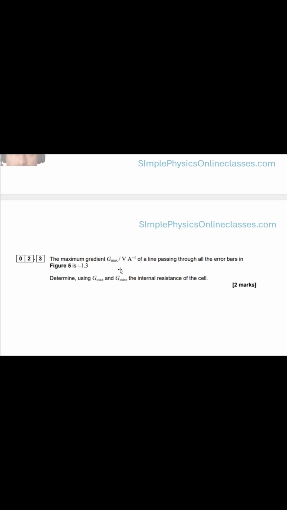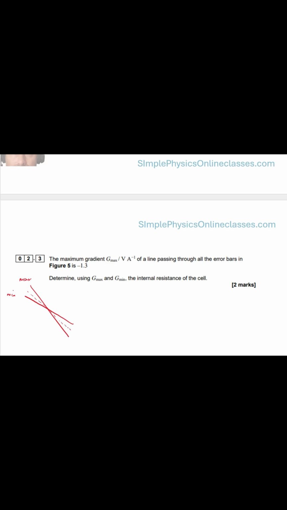So the maximum gradient of a line passing through all the error bars is minus 1.3. Determine using Gmax and Gmin the internal resistance of the cell. So they're giving me the maximum gradient. Let's look at the minimum gradient. So now you've got the range. The actual internal resistance will be somewhere in between those. So if you've got both of these, the max and the min, then it's somewhere in between, is it? It's the average of the two.